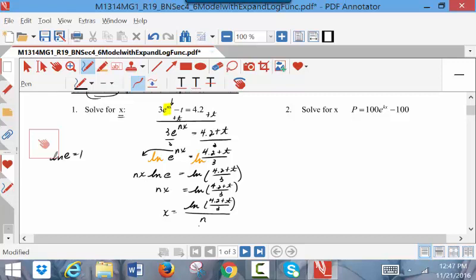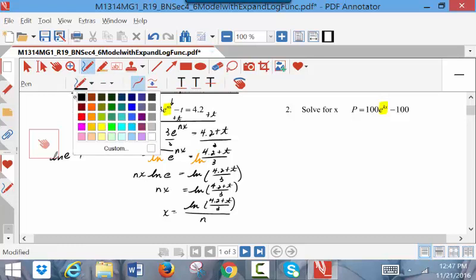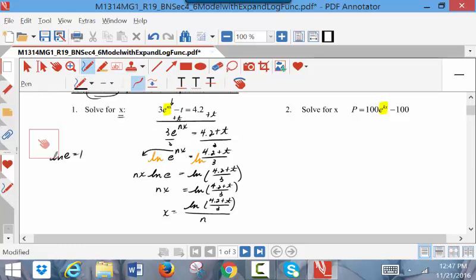Okay, and number 2, again, it says solve for x, and so the first thing you want to take note of is this exponential term with x as its exponent, which means you're going to isolate that e to the kx on one side of the equation, and then you're going to take the natural log of it. All right, so the first thing I need to do is move the 100 by adding it to both sides of this equation. So then you get p plus 100 equals 100e to the power of kx.